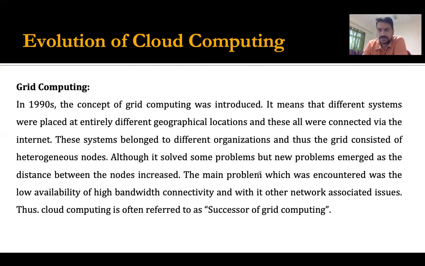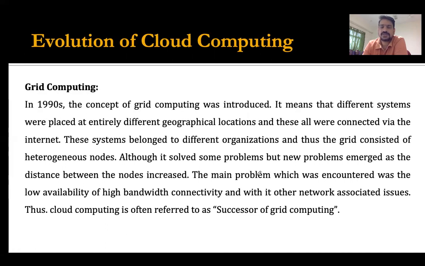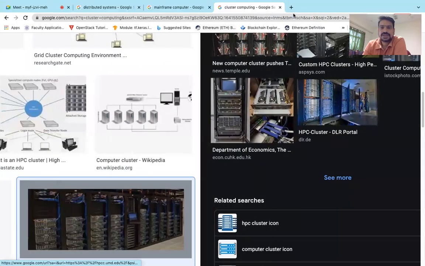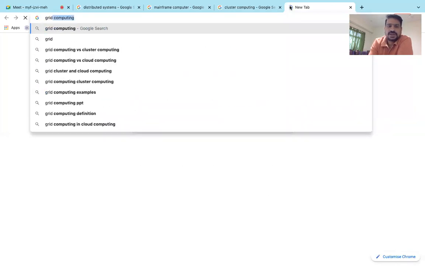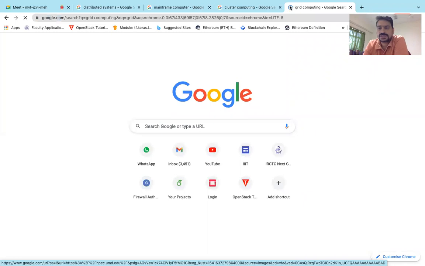Now, in grid computing, what it says is that through the internet, you can connect to one or more computers together. That concept is called the grid computing concept. And the more refined version of grid computing is nothing but today's cloud computing concept.